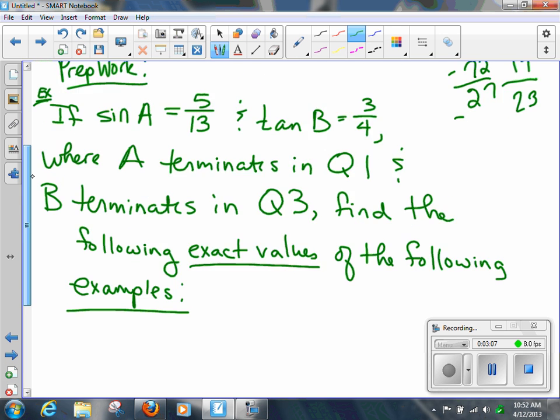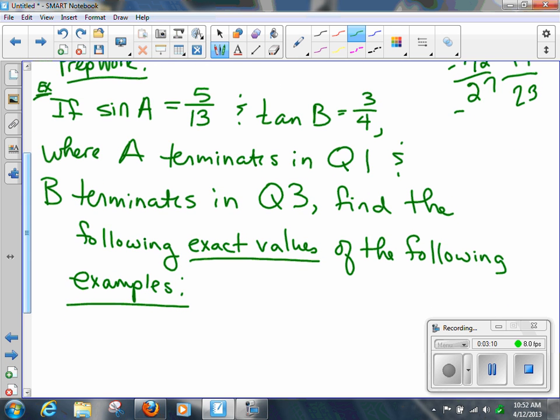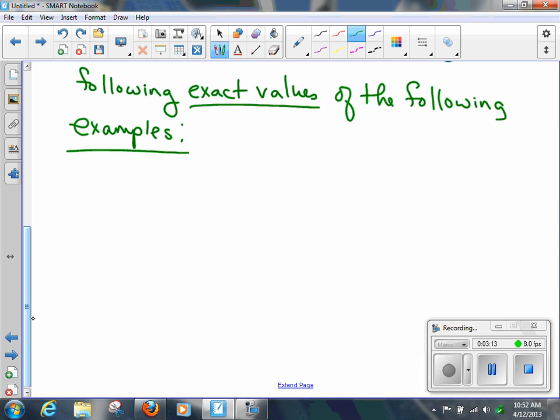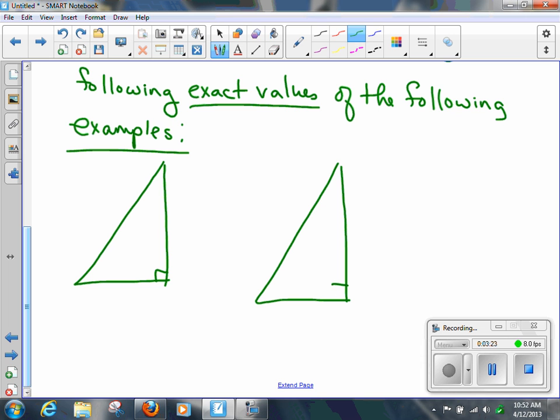Now, it says we have sine A and tangent of B. So, folks, what that means is we're going to have 2 right triangles. I'm just drawing random right triangles. I'm going to draw one with A in the bottom corner, and the second triangle will have a B in its bottom corner. Why am I using right triangles? Sine, cosine, and tangent. I've got those sine values and the tangent values.